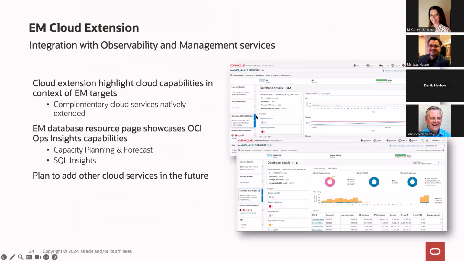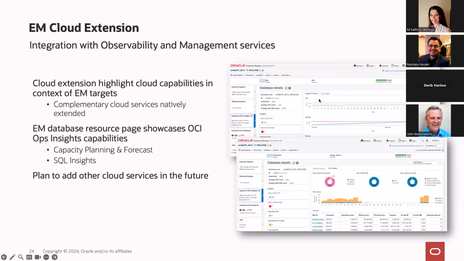So in this case, what we're seeing, on the right-hand side, is that we're giving out-of-the-box capacity and SQL insights around some of the capacity issues that the user may be seeing for this particular database, or any issues they may be facing pertaining to SQLs or degrading SQLs for that particular database, right? So this is an EM page, and within the EM page, we have embedded Ops Insights dashboards and screens, right?